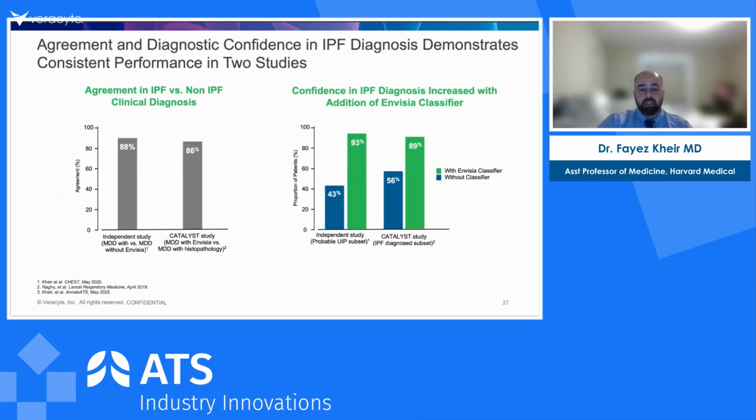And in the same study, it showed that in the clinical trials where agreement between categorical IPF and non-IPF diagnosis was established, there was a high agreement, up to 86 and 88%. It also showed that the confidence in obtaining IPF diagnosis in the clinical studies increased from around 40 to 50% up to 90 and 93% in the clinical trial, showing a higher confidence in IPF diagnosis when Envisia was used.